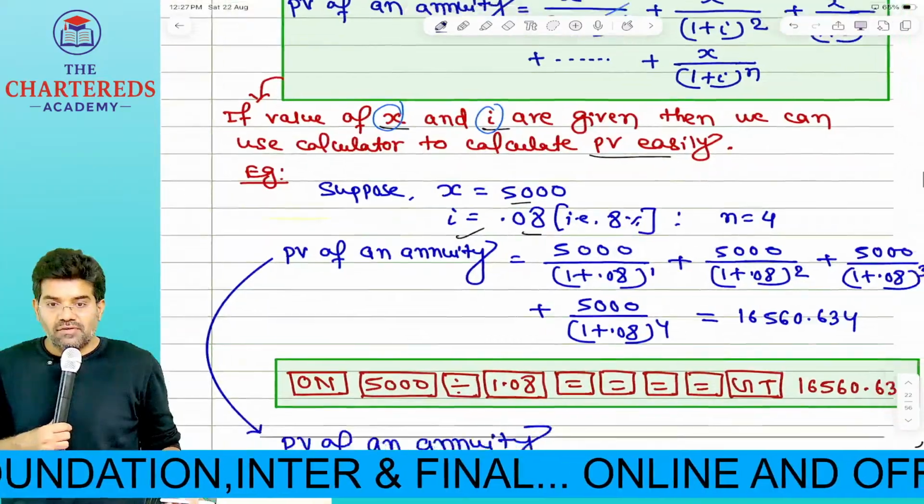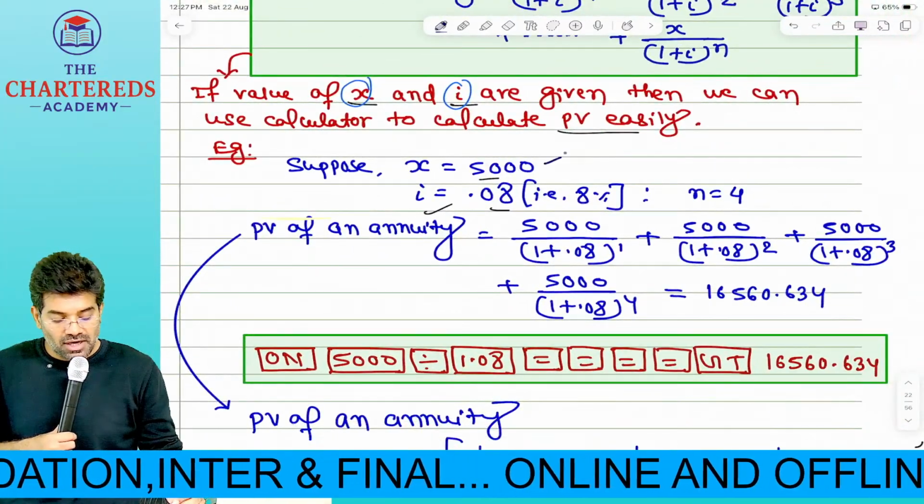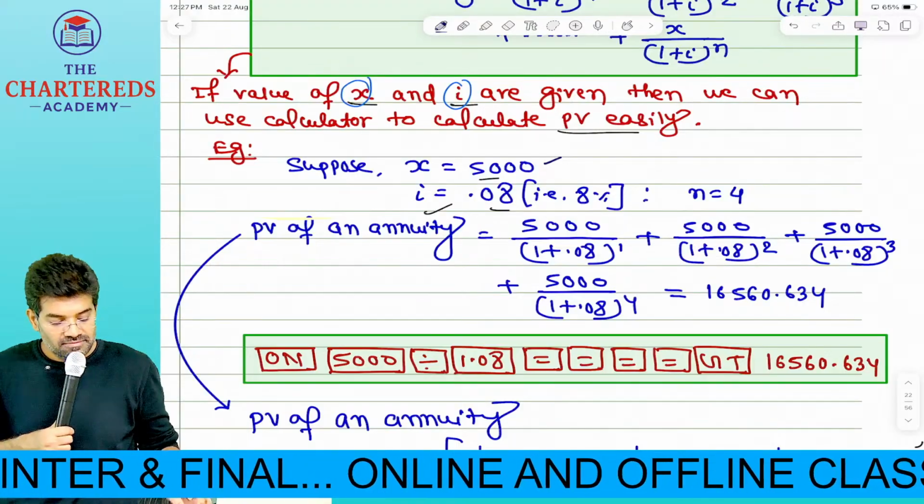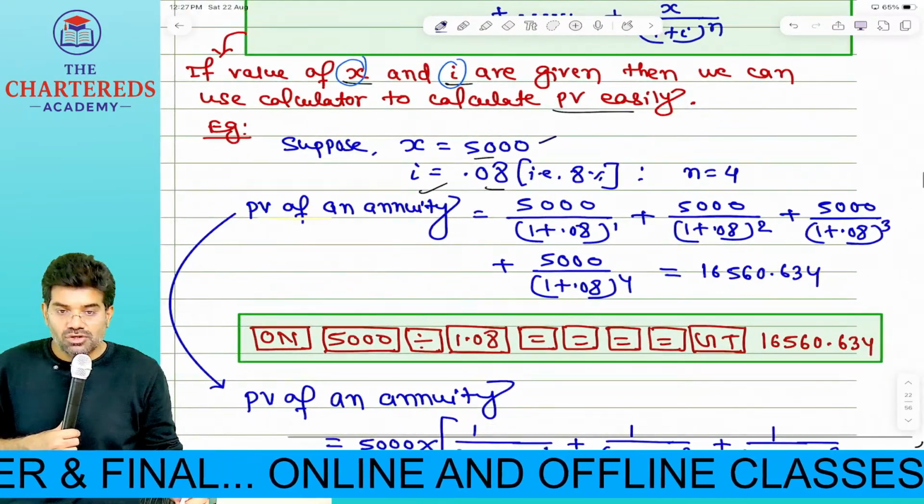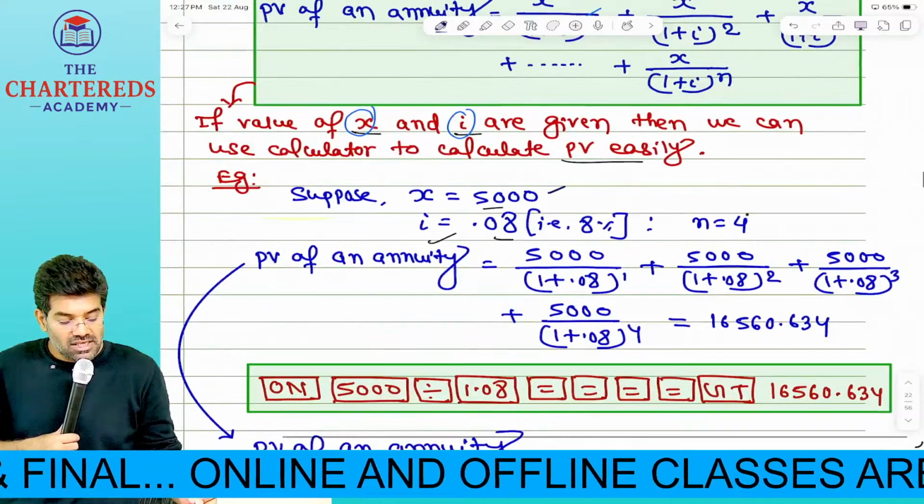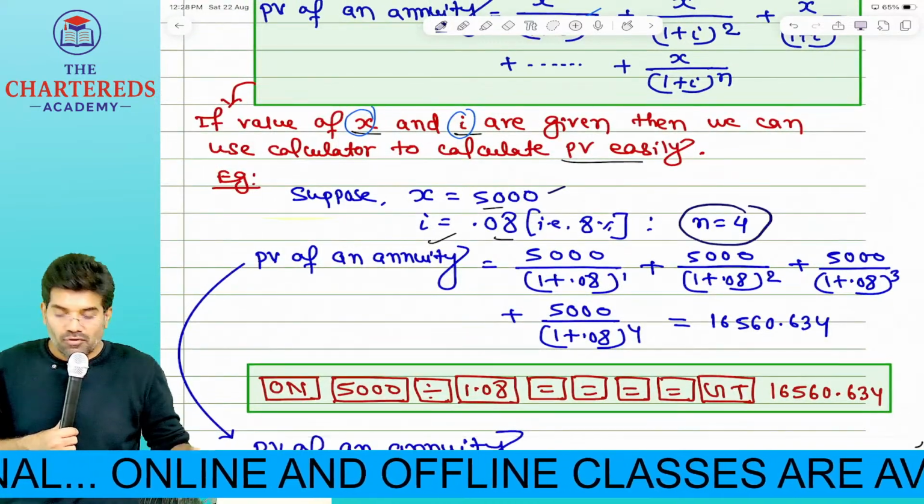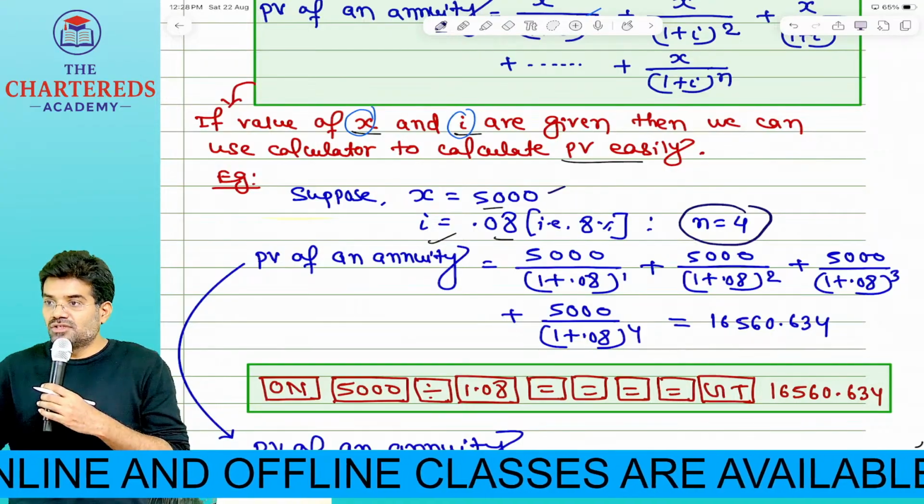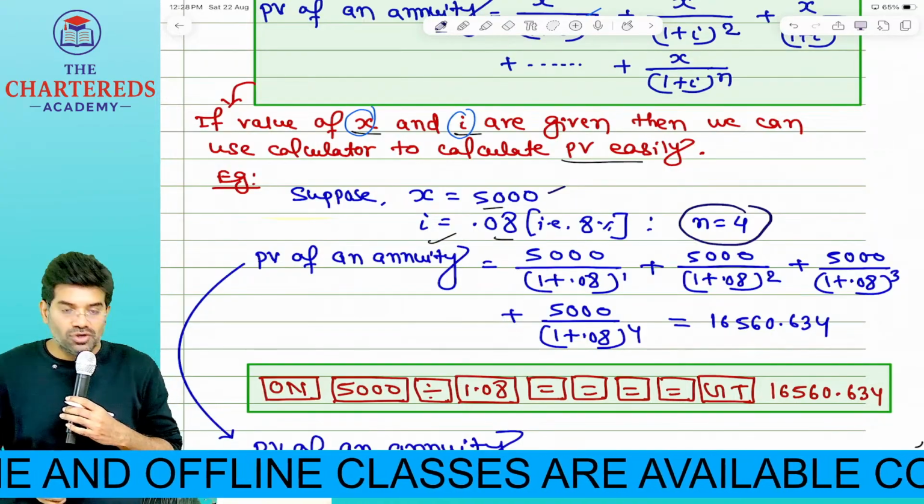How? Say, for example, X is equal to 5,000, i is equal to 8% compounded annually, and n is equal to 4. For 4 periods, at the end of each period, I have to receive 5,000. So this is what we should do.